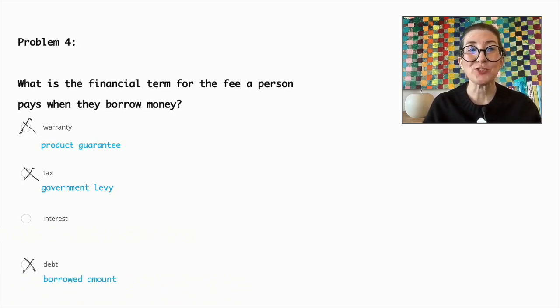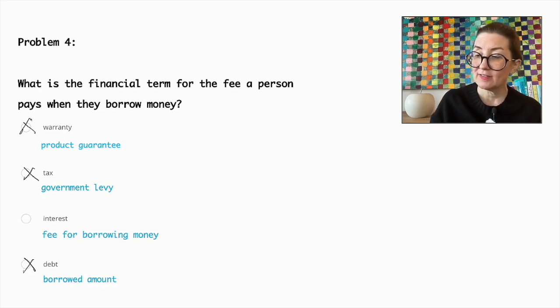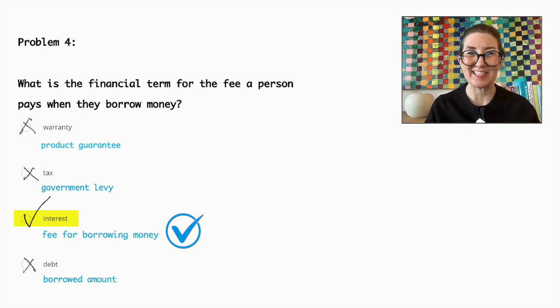The correct answer is interest, which is the fee paid for borrowing money, compensating lenders for the risk and opportunity cost. Thus, interest is the correct answer here.